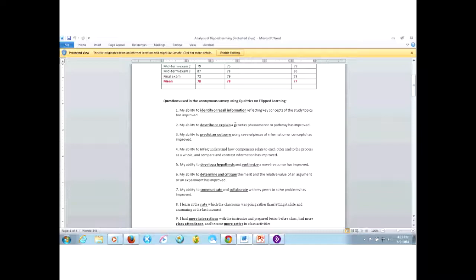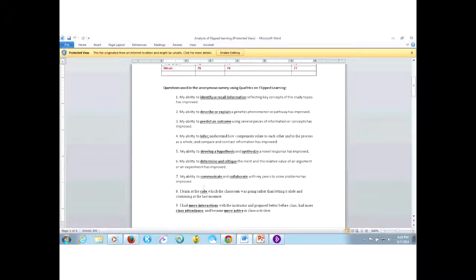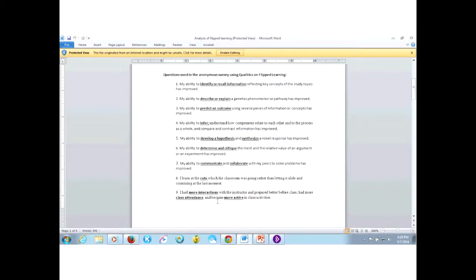So all these skills are grouped and characterized by Bloom's taxonomy, from the low-level cognitive level of factual recall to the high level of synthesis and critical thinking skills. And I also want to know how student communication and collaboration skills improve, and then whether their study habit has changed. The rate, whether they cram for the exam, or whether they have more interaction with me or with their classmates. So those are the questions.